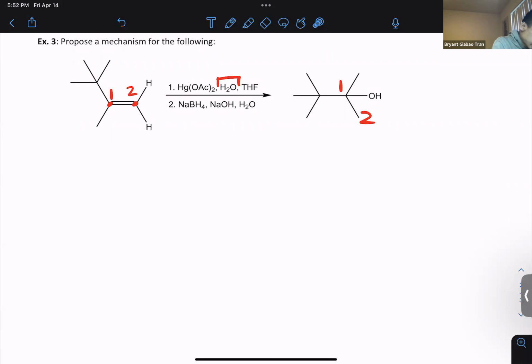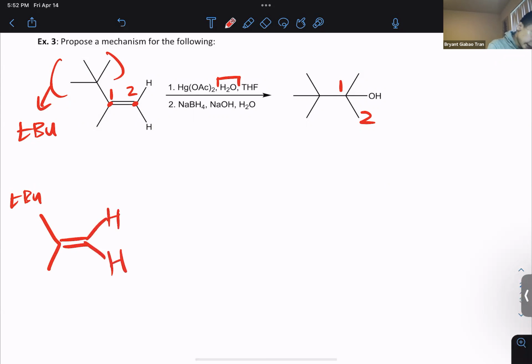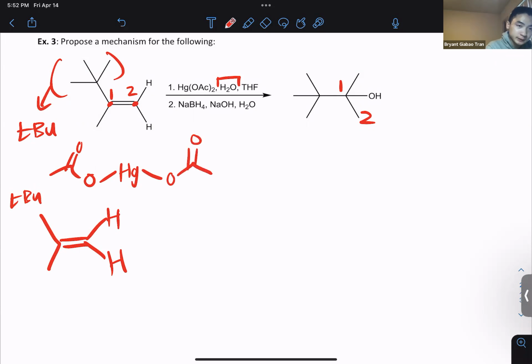I'm going to label this tert-butyl group as TBU to shorten the mechanism. Okay, so this is going to be TBU. We know that's the double bond there, H, and I'm going to draw out this mercury with the 2 acetate groups up here. So we know the acetate group looks like this. It's attached to a mercury, and it's attached to another acetate group because there are 2 acetate groups.